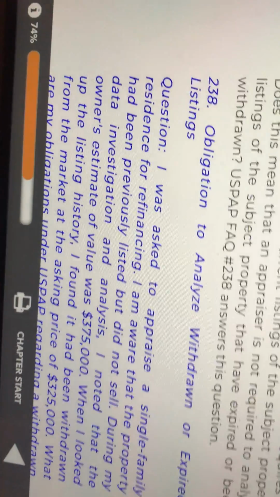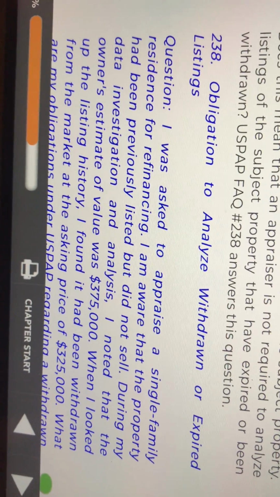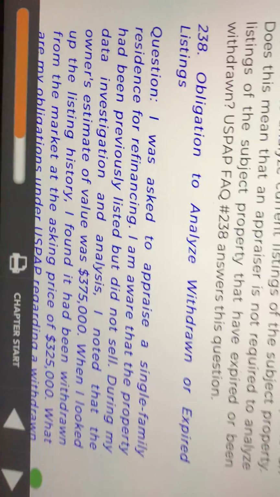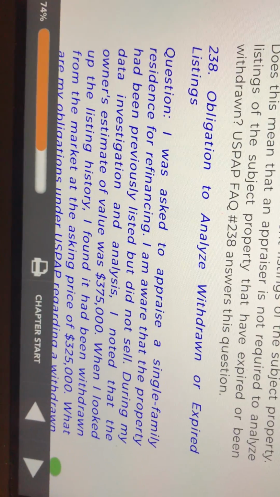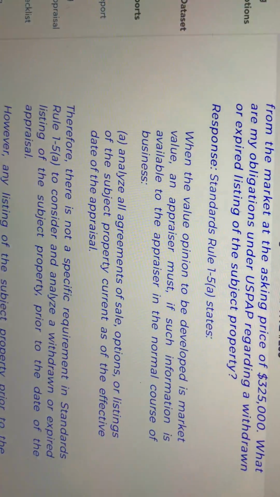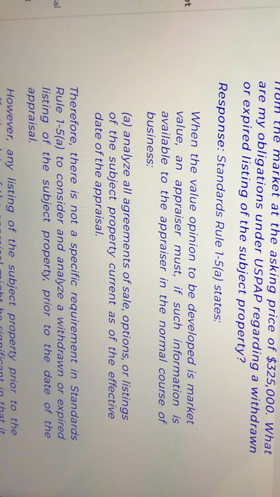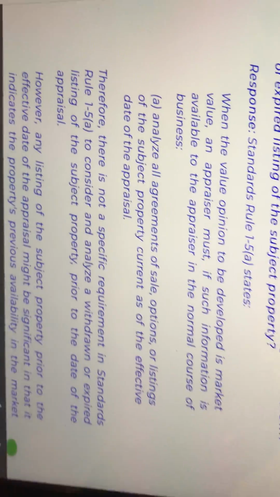During my data investigation and analysis, I noted that the owner's estimate of value was $375,000. When I looked up the listing history, I found it had been withdrawn from the market at the asking price of $325,000. What are my obligations under USPAP regarding a withdrawn or expired listing of the subject property?